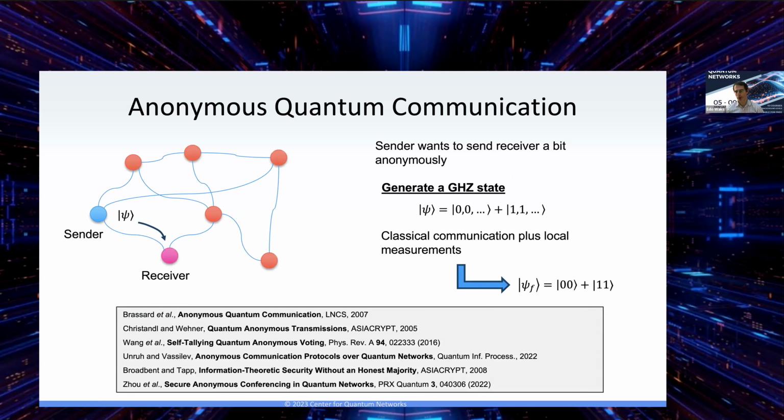This is an example of a network protocol which, like the repeater protocol, requires multiple nodes across the network to interact. The idea here is that the sender wants to send a qubit to the receiver, but would like to remain anonymous. In other words, the sender does not want the receiver to know who they are, and they don't want the rest of the network to know who they are either. And that's something that classically can't be done perfectly.